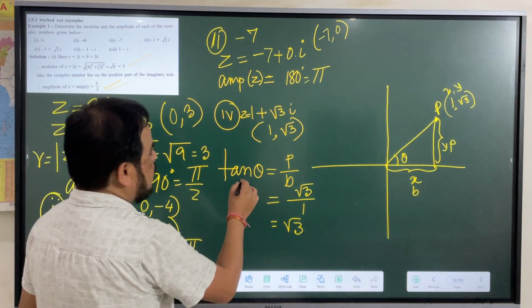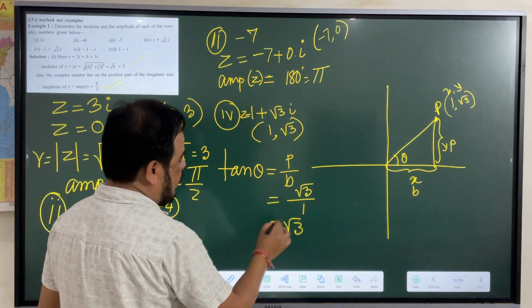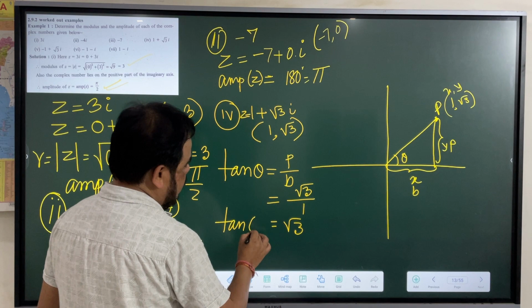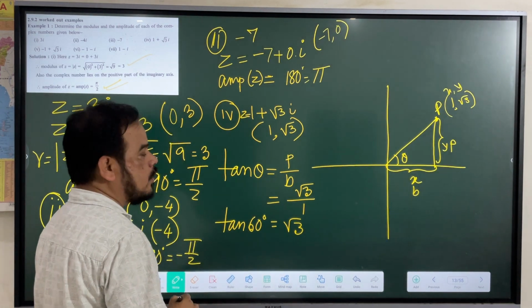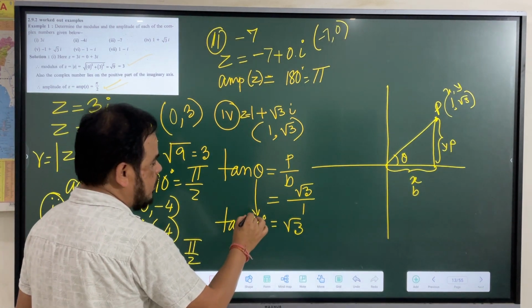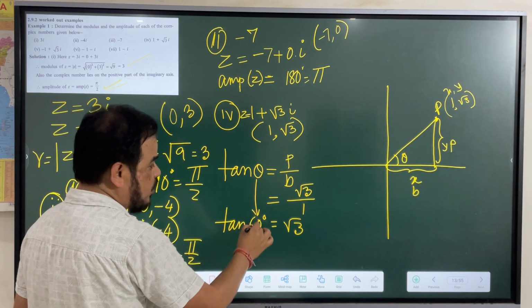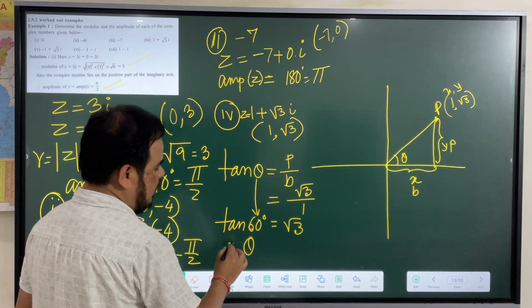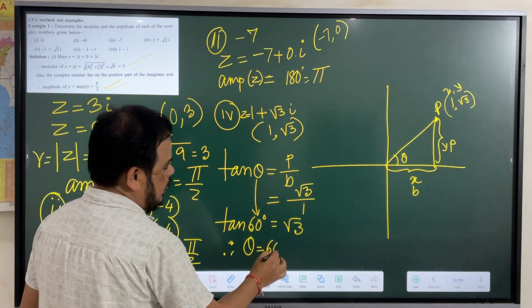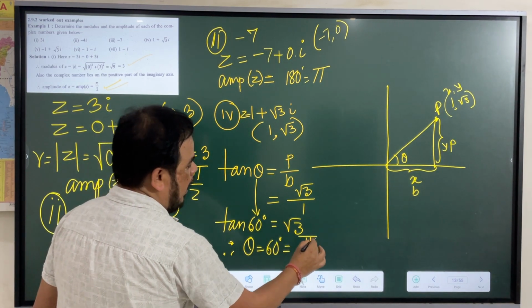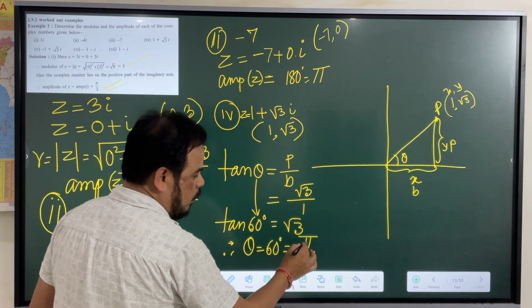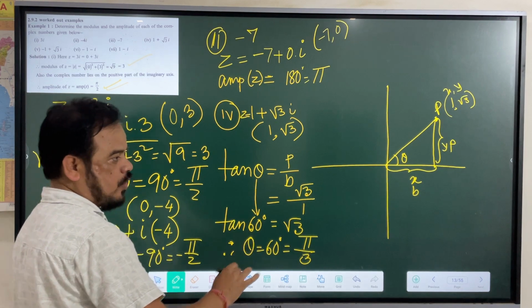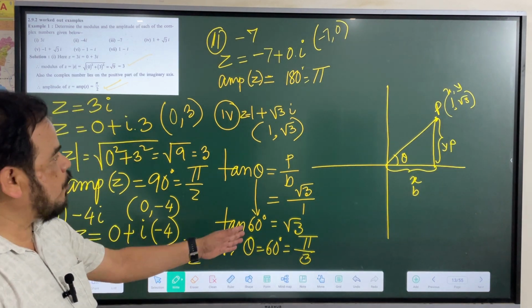Okay. For what value of theta do we get tan theta equal to root 3? Tan 60 degrees is root 3. In place of theta, what we have written? Tan 60 degree. In place of theta, 60 degree. So theta is equal to 60 degree or pi by 3. Pi is 180, 180 by 3 is 60 degree. So this is the answer. I hope you understand this.